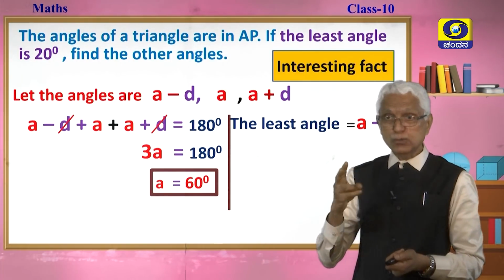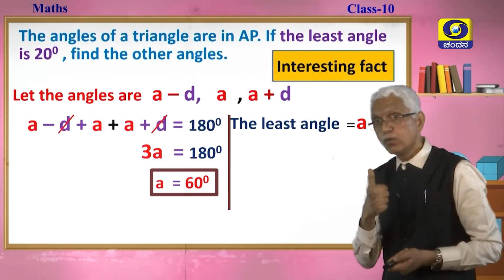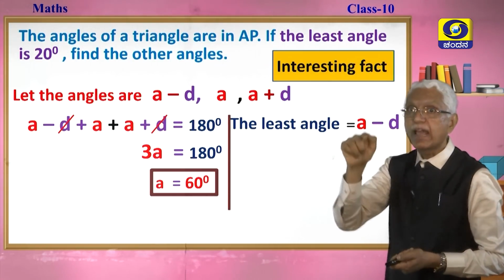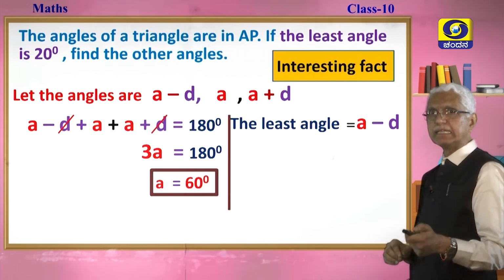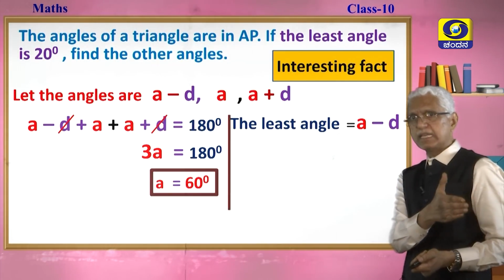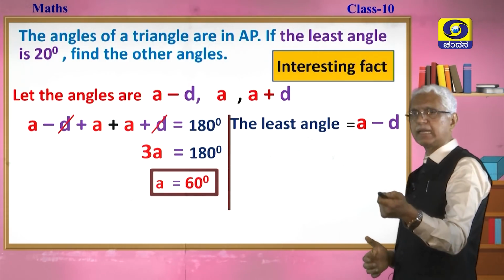Now, which are the 2 angles required? A plus d, a minus d. How will you find out? You should know the value of d. Correct? Now, the least angle is a minus d. Smallest is a minus d. Next angle is a. Next angle is a plus d. Okay. The least angle is a minus d.